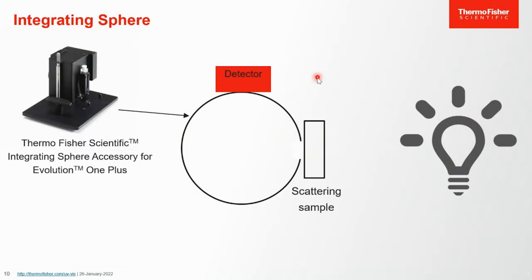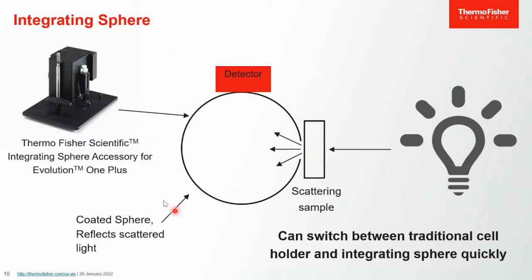So in our integrating sphere, we first shine light on our scattering sample. That scattered light is collected by our integrating sphere, which is coated with a special reflective material. That reflective material allows the light to be diffusely reflected enough times around the sphere to essentially cancel out that scattering effect so the detector can collect the light properly. And what's important is we're able to quickly switch between a traditional absorption cell holder and the integrating sphere fairly rapidly. So this measurement can be done same day as a typical absorption measurement.